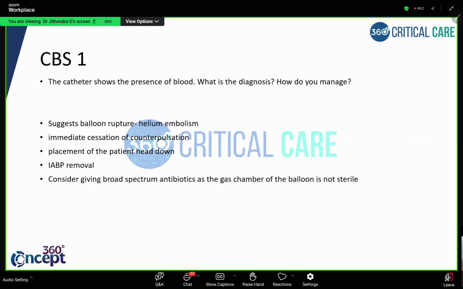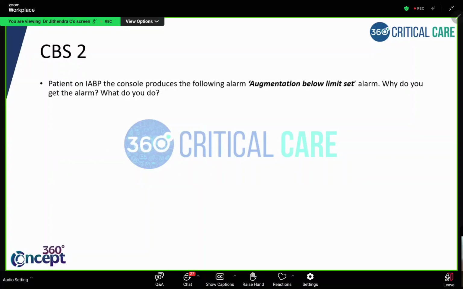Next, coming to the second question. Again, you'll have a big history about the patient. I've not put the history because of the time constraint. Ultimately the question would be, patient on IABP, the console produces the following alarm. You see the following alarm: augmentation is below the limit set. Like how you get ventilator alarms, like tidal volume below the limit set, or minute ventilation below the limit set, here also you can get an alarm, augmentation below the limit set. Why do you get that alarm and what do you do?